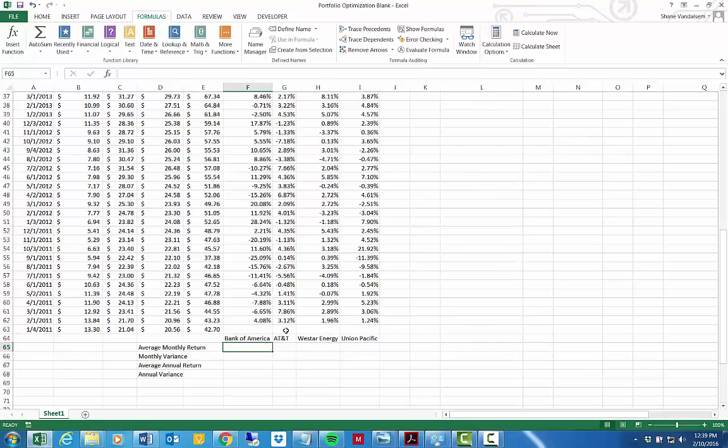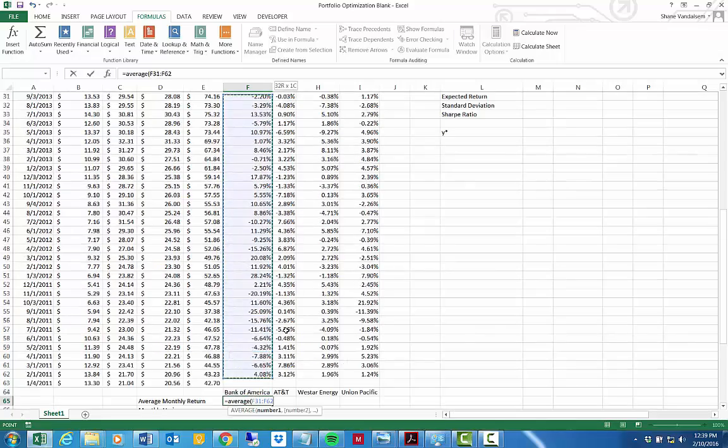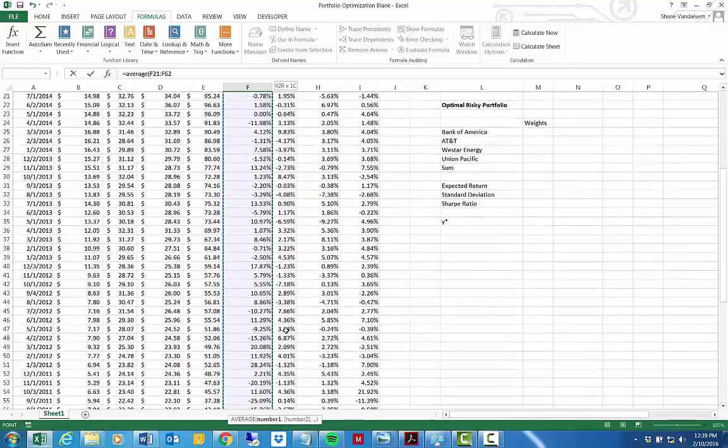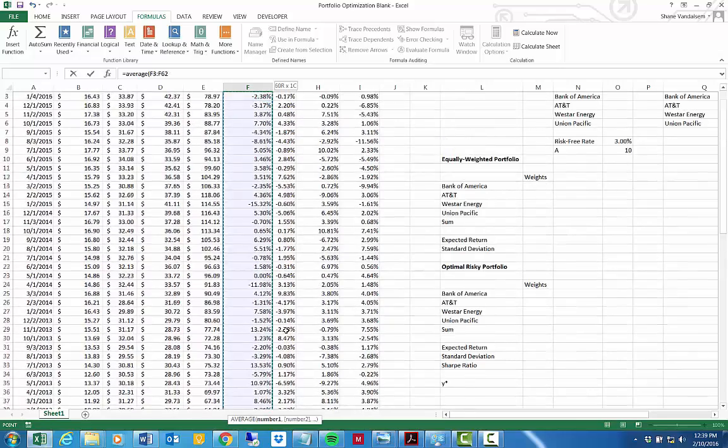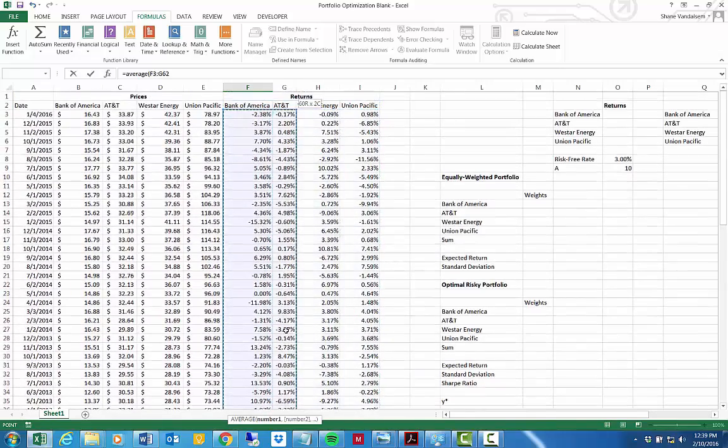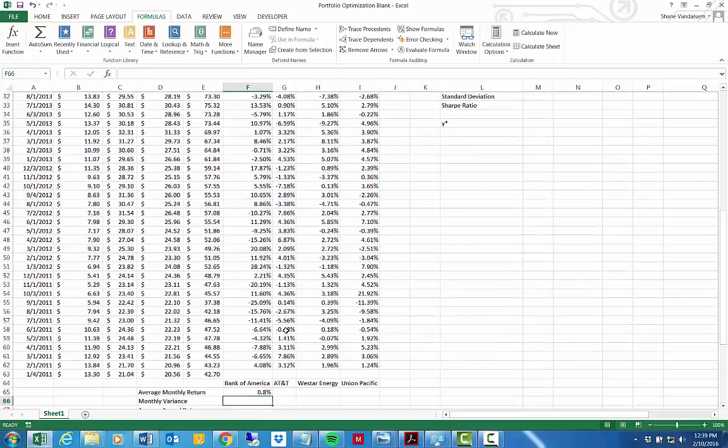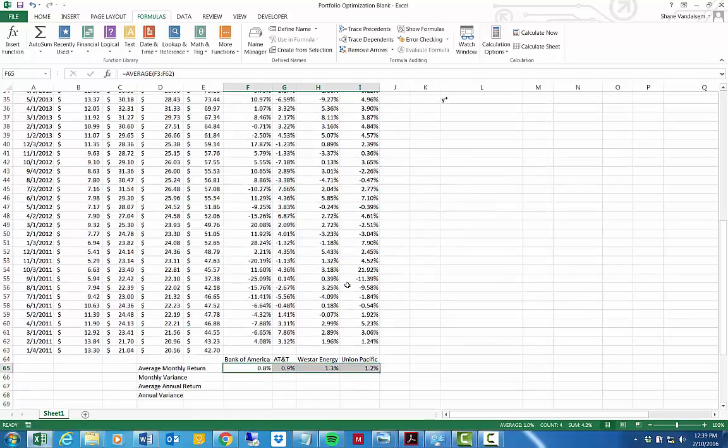So the average monthly return I can calculate is equals to average. I'm going to highlight the returns for Bank of America. And then close parentheses so it looks like average. Highlight all the returns, close parentheses. Again, I can drag this across. I get the little plus sign here, go across.